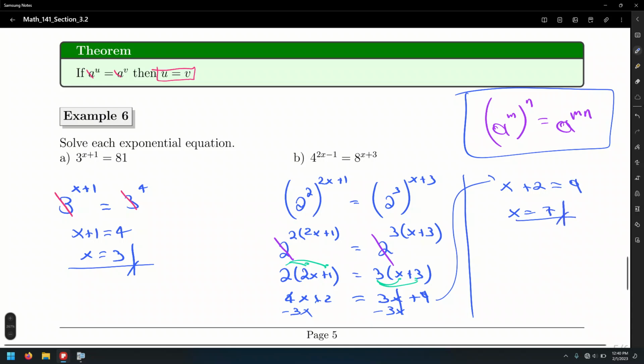And again, like I mentioned before, these are the easiest cases of exponential equations. Once we move on through the chapter, next time we are going to start talking about logarithmic functions, which are actually the inverses of the exponential functions.